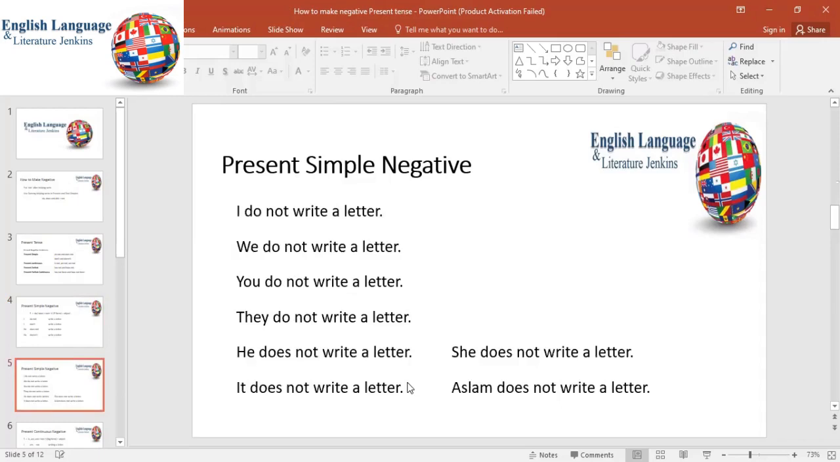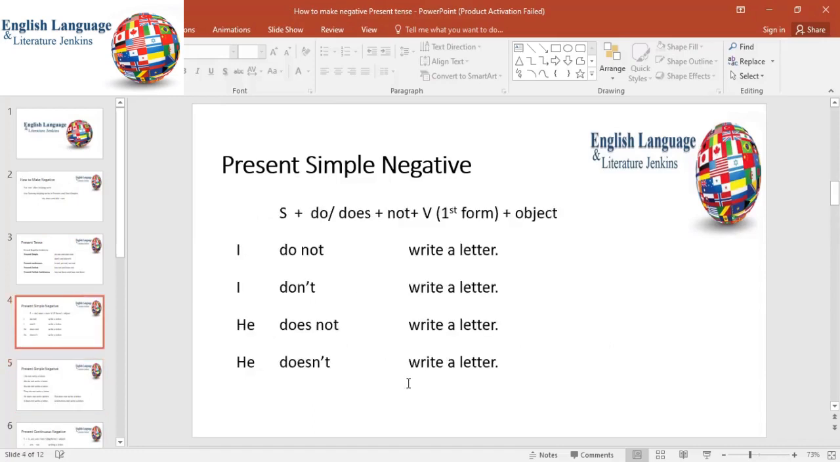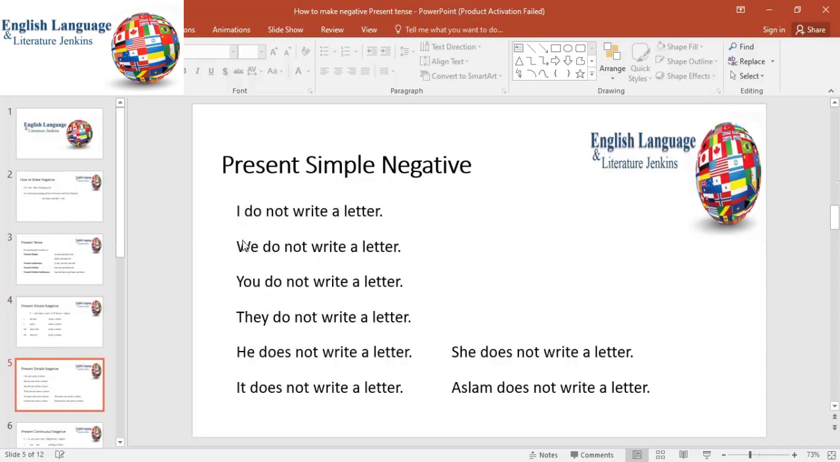I do not write a letter. We do not write a letter. You do not write a letter. They do not write a letter. He does not write a letter. She does not write a letter. It does not write a letter. Aslam does not write a letter. We use do with I, we, you, and they, and we use does with third person singular. These are the examples of do not, and these four are the examples of does not.